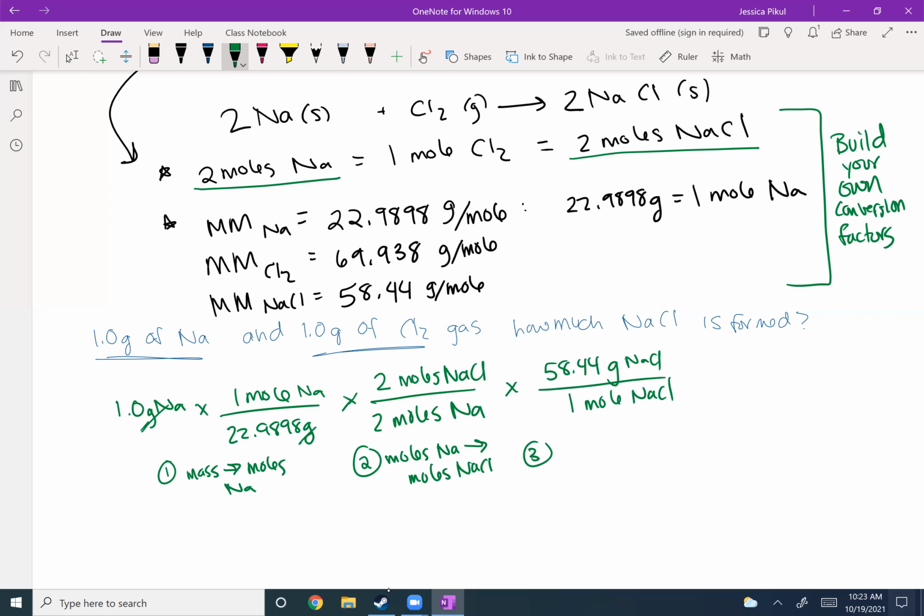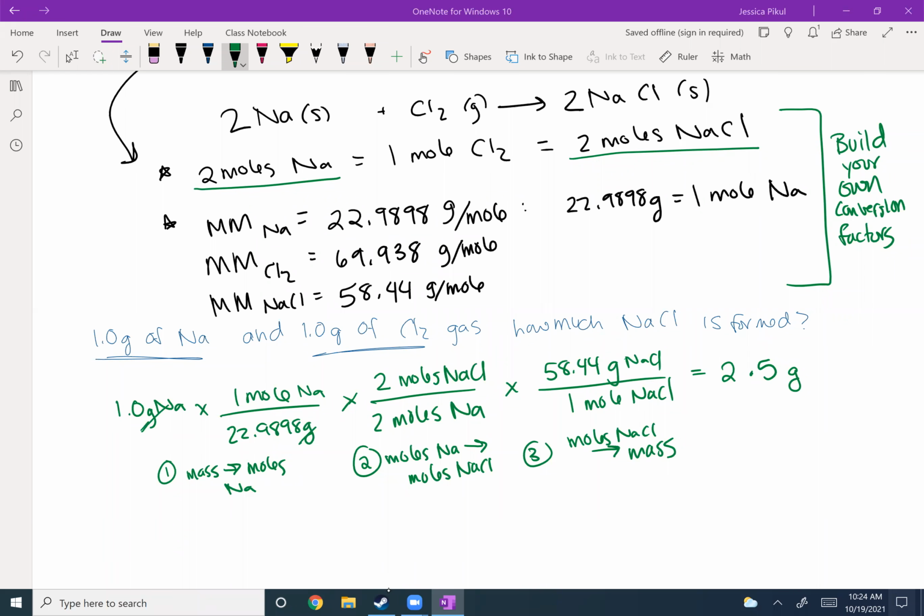And then step 3, we're going from moles to mass using that molar mass. Doing all that will get us a calculation for our product, which I'll plug in here. And I'll pause and see if there's any questions at this point while I'm doing that.